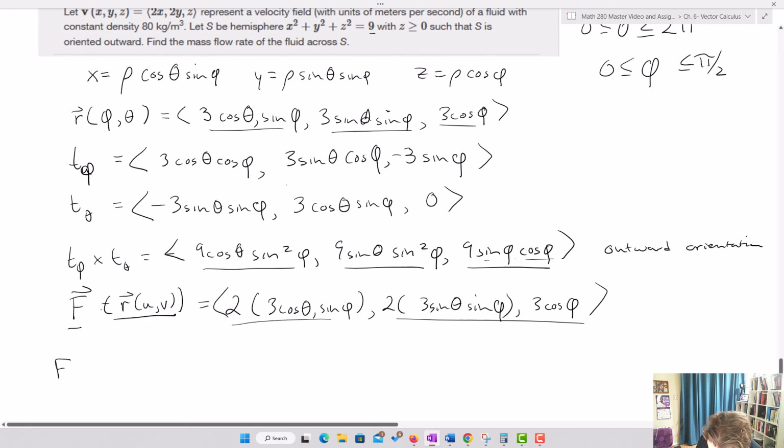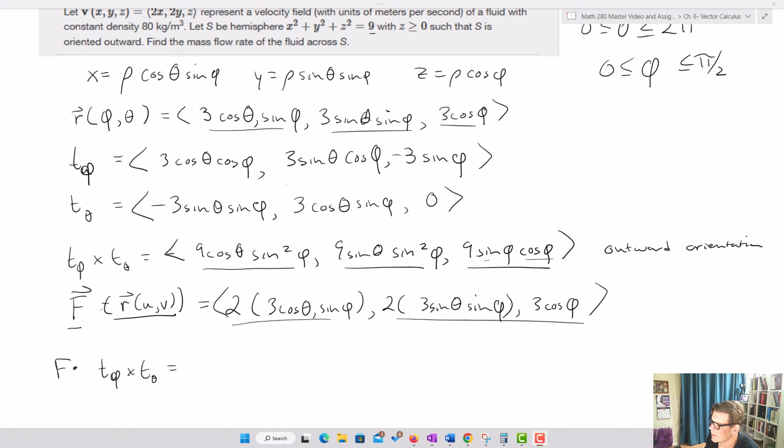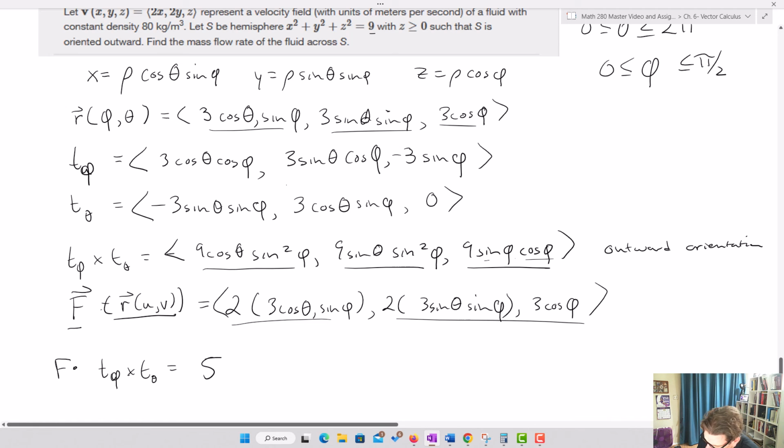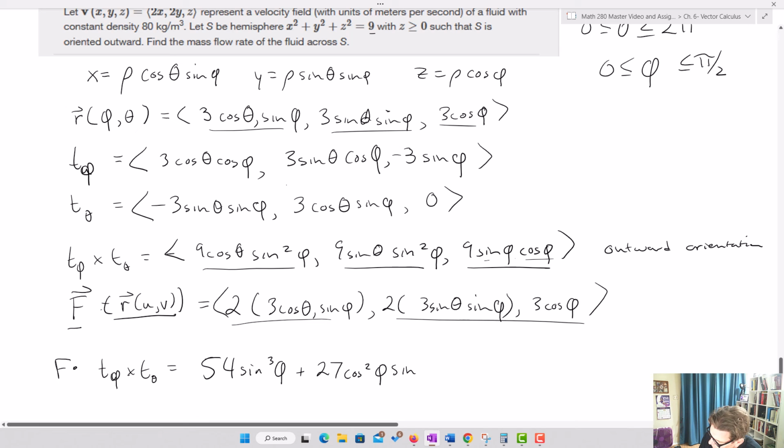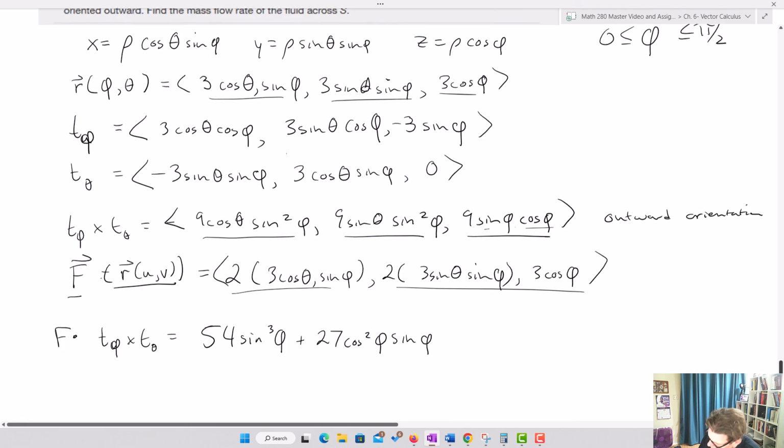Now we're going to take F and dot it with T phi cross T theta. After some calculation, I'll have you go in and do the calculation, pause this for a second, this ends up giving us 54 sine cubed phi plus 27 cosine squared phi sine phi, and that's the function that we'll be integrating.